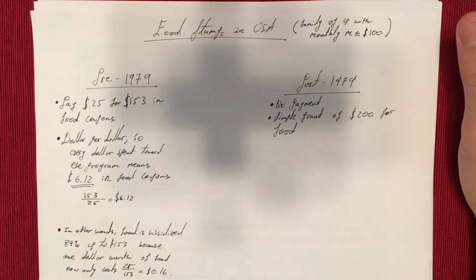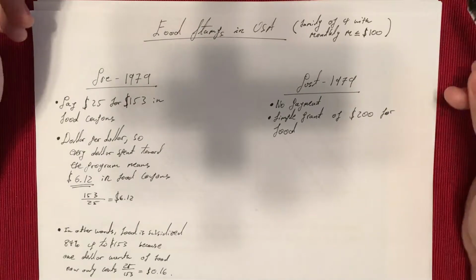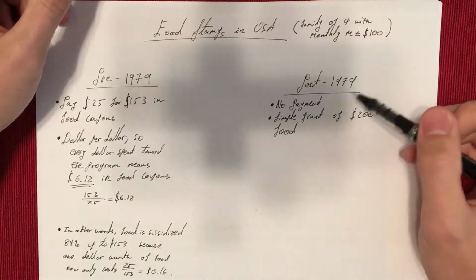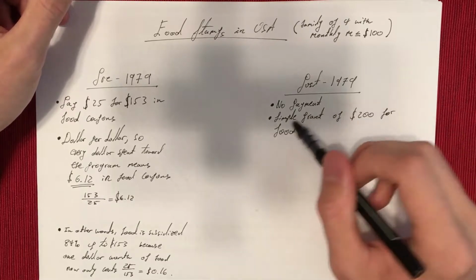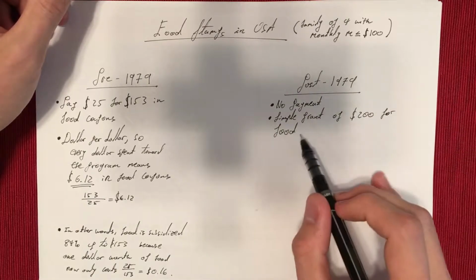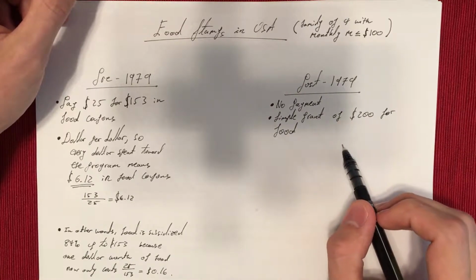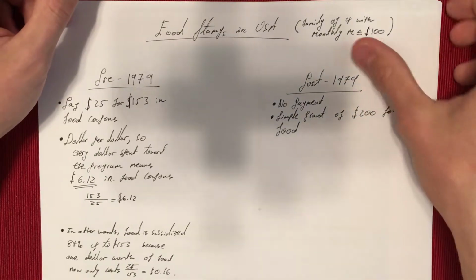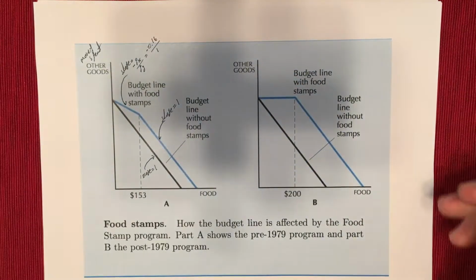The post-1979 program is more simple. If you fit the category of being enrolled, you don't make any sort of payment. You're simply given a grant of $200 a month for food. So with that, we can take a look at the chart.